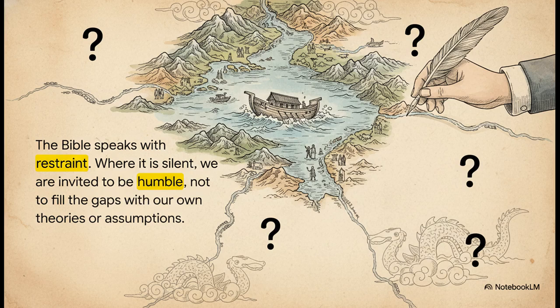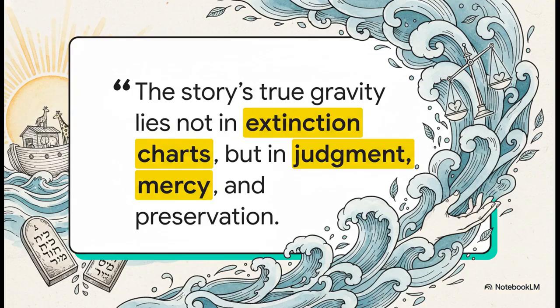The text is incredibly disciplined. It stays laser-focused on the main point, the moral and covenantal story it's trying to tell. It refuses to get sidetracked by all these other questions about biology or geology that, frankly, just aren't the point. Because at the end of the day, the story of the flood isn't meant to be a biology textbook or a geological survey. It's a deep, powerful story about humanity's relationship with God.